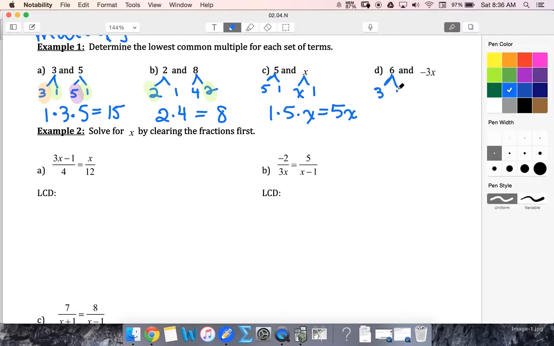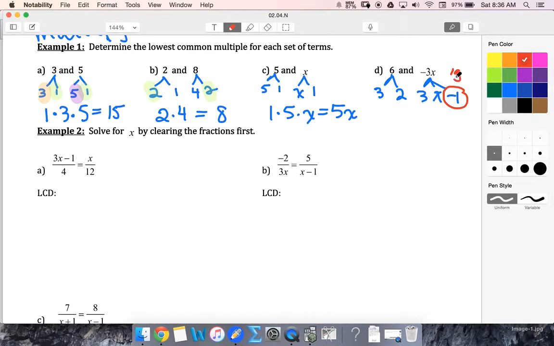6 is 3 times 2. Negative 3x is 3 and x and negative 1. Now, the negative doesn't matter so much because in a fraction, that negative can be in the numerator or the denominator. So when I'm thinking about least common multiples, I sort of ignore any negatives.